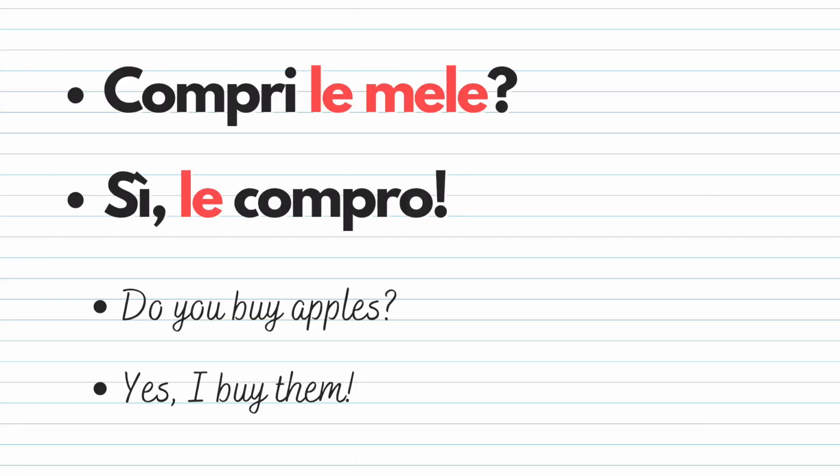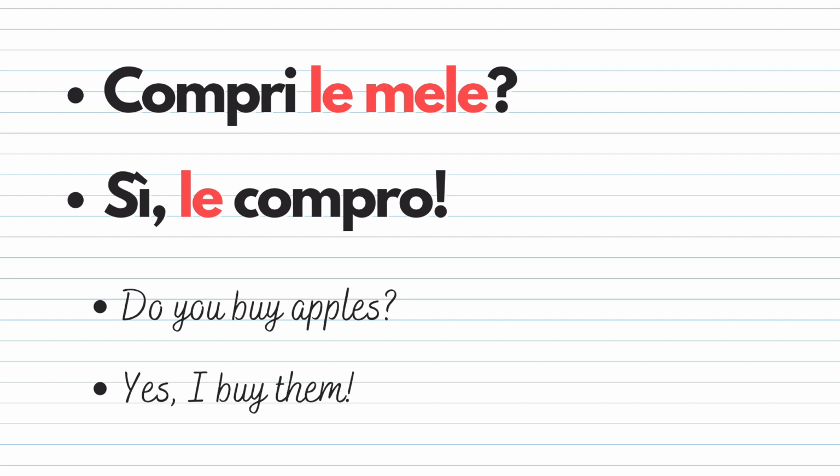But in general, a direct object pronoun just replaces a noun. Ne doesn't just replace a noun, but actually replaces a quantity. So for example, if I get asked, compri le mele, and I just want to say, yes, I buy them, I'm not saying a quantity. I'm not saying how many apples I'm gonna buy or the number. I'm just gonna say, yes, I buy them. I'm just replacing le mele. And in that case, I'm going to use a direct object pronoun and say, sì, le compro. Sì, le compro. I buy them.